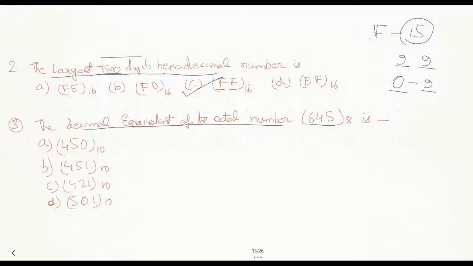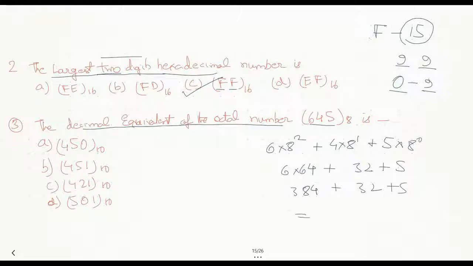octal digit. So we are going to do 5 times 8 to the power 0, plus 4 times 8 to the power 1, plus 6 times 8 to the power 2. So it will evaluate to 5, to 32, and to 6 times 64. Now if we perform the operation, it will give us 384 plus 32 plus 5, which will give us 421 in decimal.